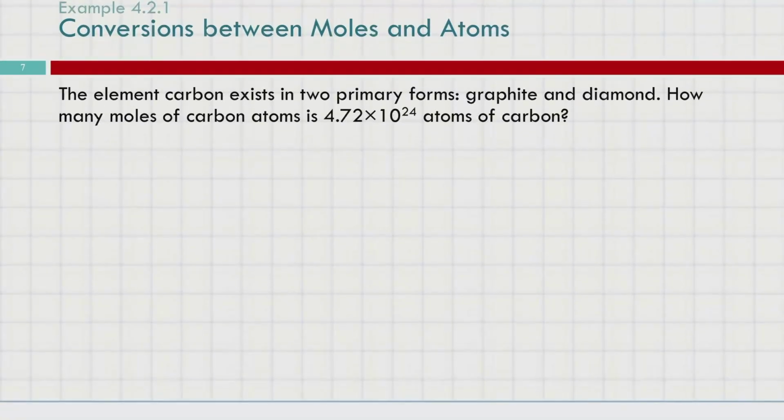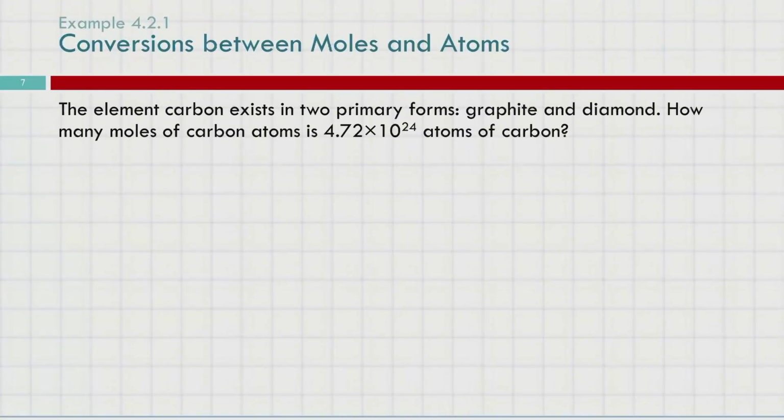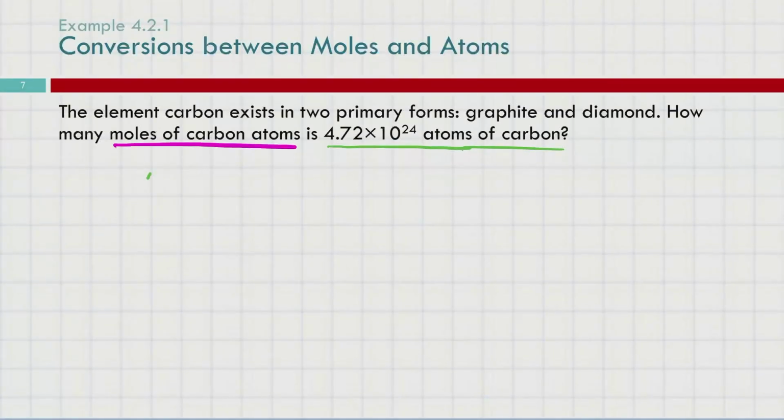All right, the element carbon exists in two primary forms. Graphite, like in your pencil, and diamond, like possibly in a ring on your finger or earrings in your ears. How many moles of carbon, so we're looking for moles of carbon atoms, is 4.72 times 10 to the 24 atoms of carbon. So we're doing an Avogadro's number conversion, starting with atoms, carbon, going to moles, also of carbon.